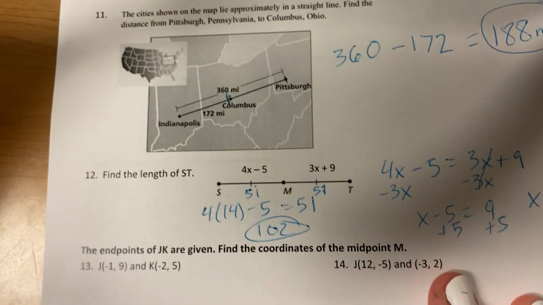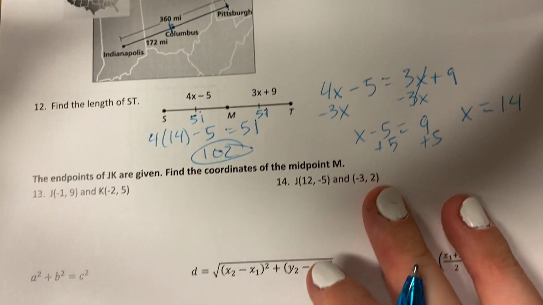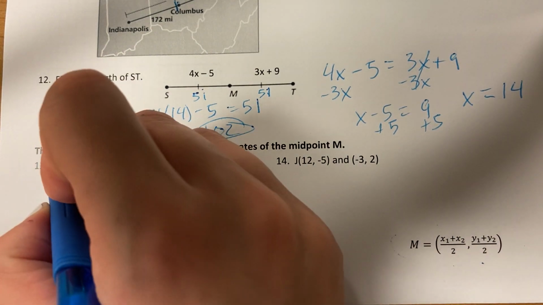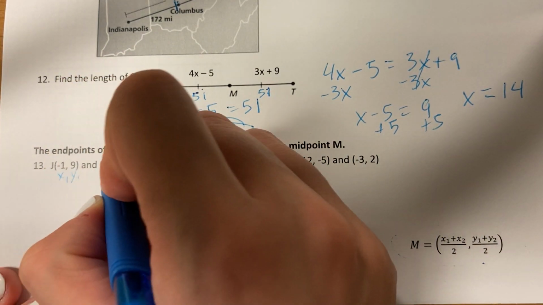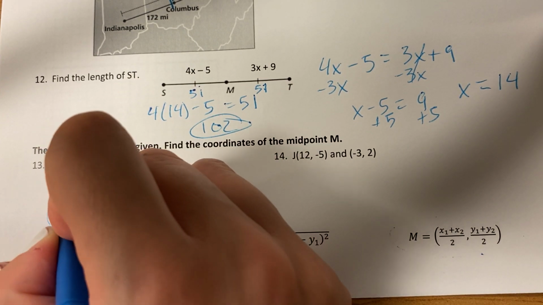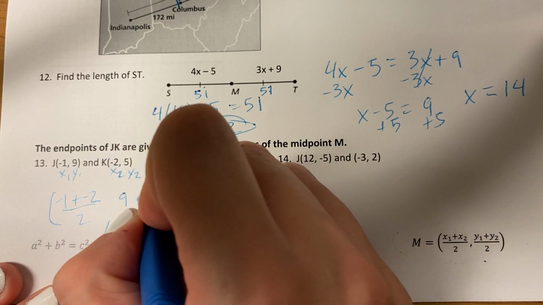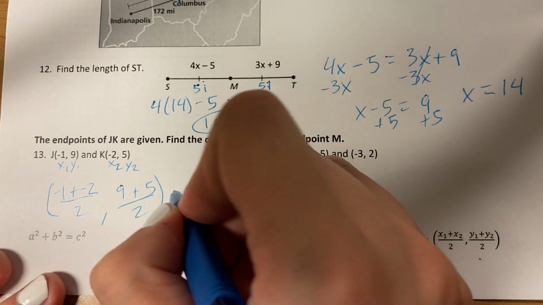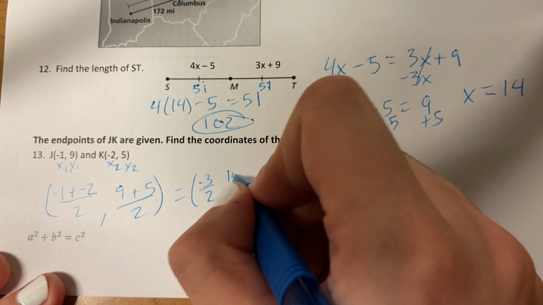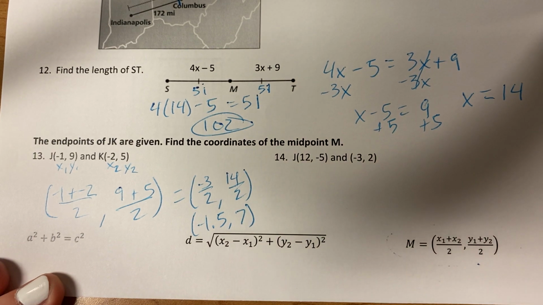All right, the endpoints of JK are given. Find the coordinates of the midpoint. So we can use our midpoint formula over here. We're just gonna take the average of our x's and the average of our y's, and that will be our midpoint. So -1 plus -2 divided by 2, and then 9 plus 5 divided by 2. So this is -3 divided by 2. This is 14 divided by 2. So -1.5, 7 should be that midpoint.